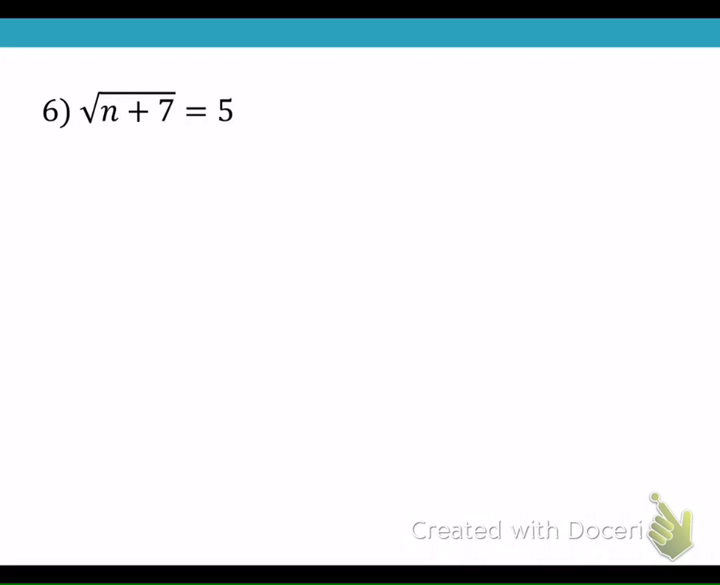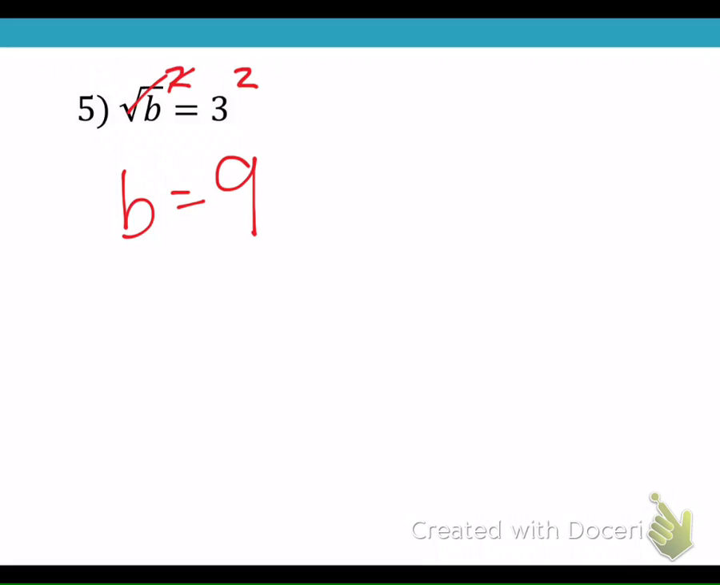So I'm going to take each side to the second power like that. You actually don't need parentheses. Square it, square it. So those are gone. I have b equals, what's 3 squared? You were right, 9.